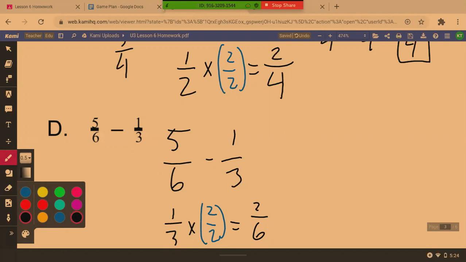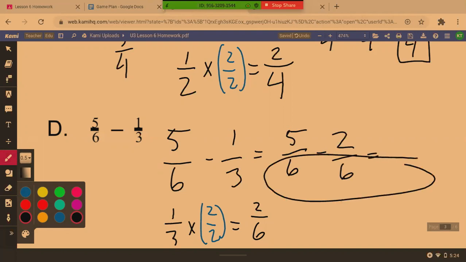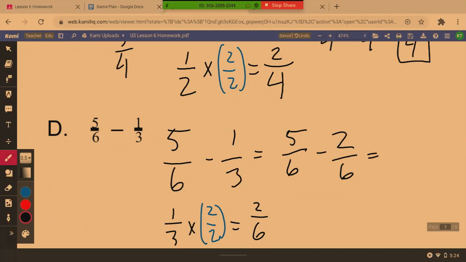1 times 2 equals 2. So now we have 5/6 minus 2/6. And when we're subtracting fractions, we do not change the common denominator. So it's going to be 6. So 5 minus 2 equals 3. 3/6. That is our final answer.